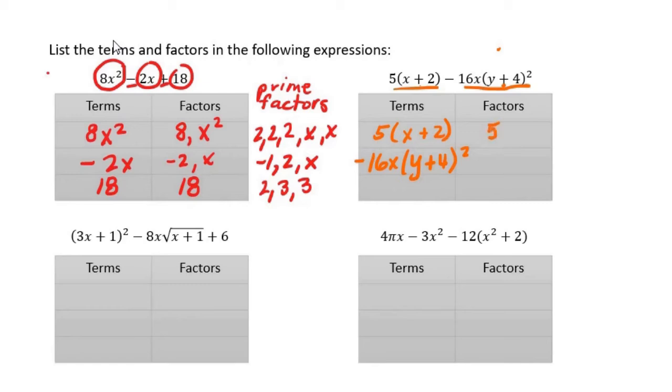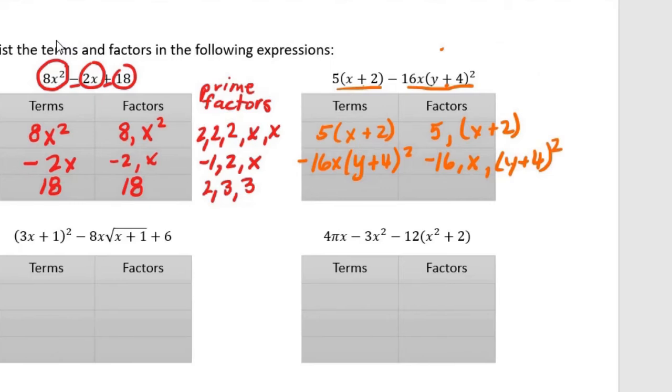The factors for the first term are 5 and x plus 2. And for the second term are negative 16. You see that that's multiplied by an x, and that's multiplied by a y plus 4 squared. Now here's an easy place to make an error.